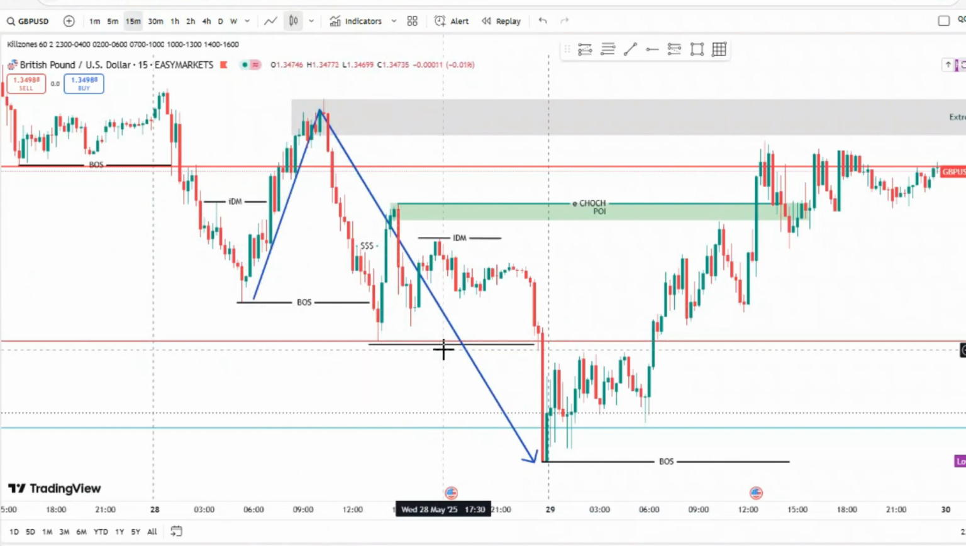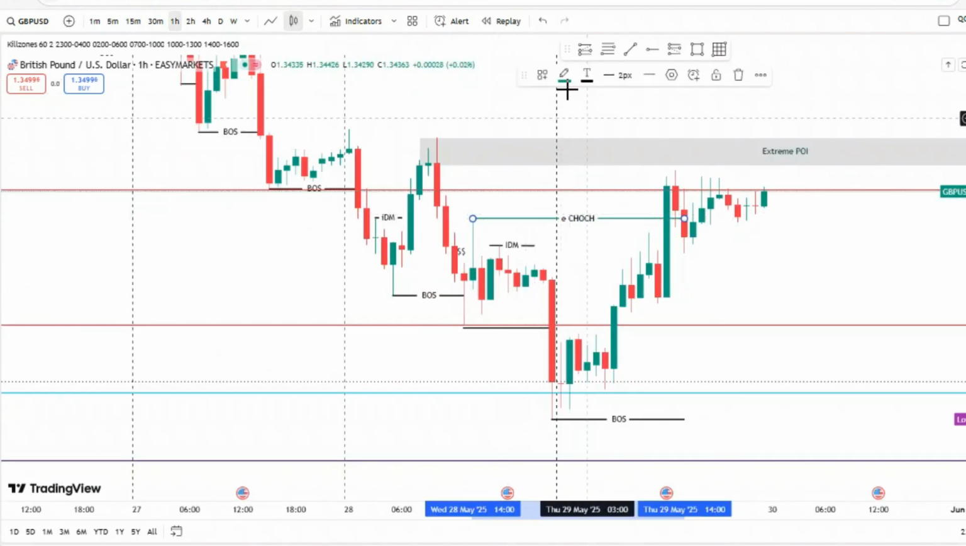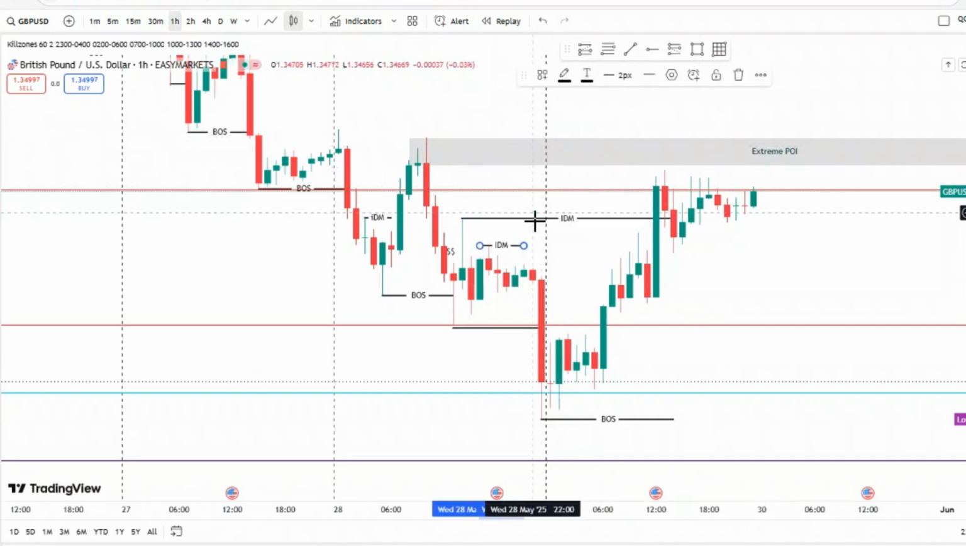This too has become a valid break of structure. Instead of me making this place the inducement, I rather made this one the point of interest, and if price takes it out, it has turned from bearish to bullish, of which it is not supposed to be like that. Price is supposed to take out this inducement, tap into the order block in the extreme point of interest, and that is when we are supposed to take a trade.